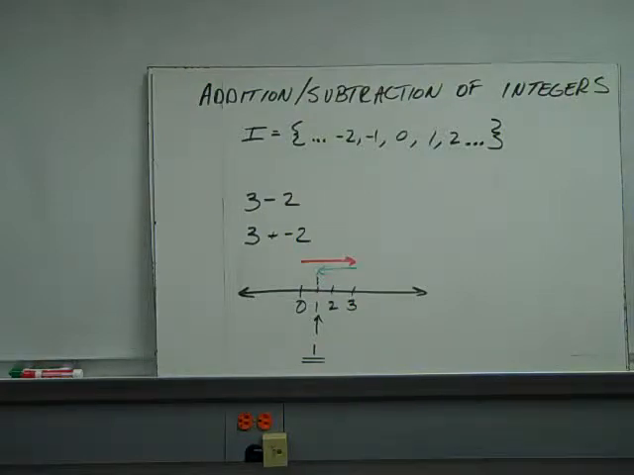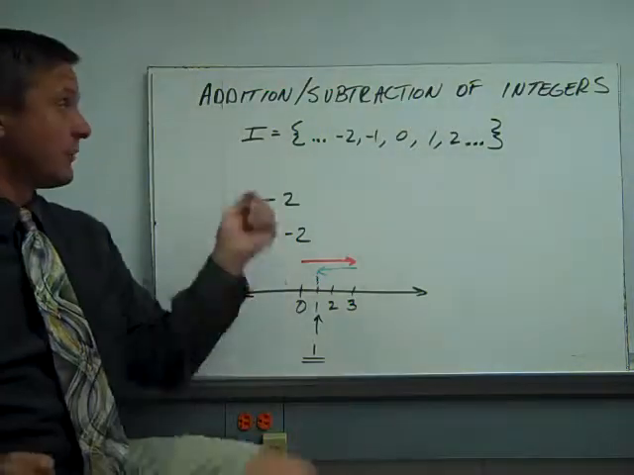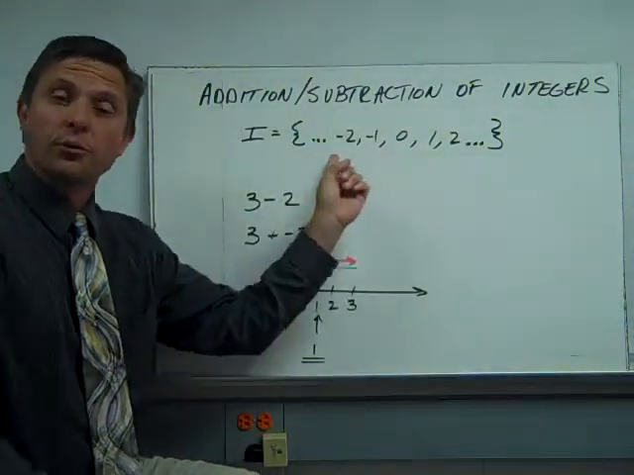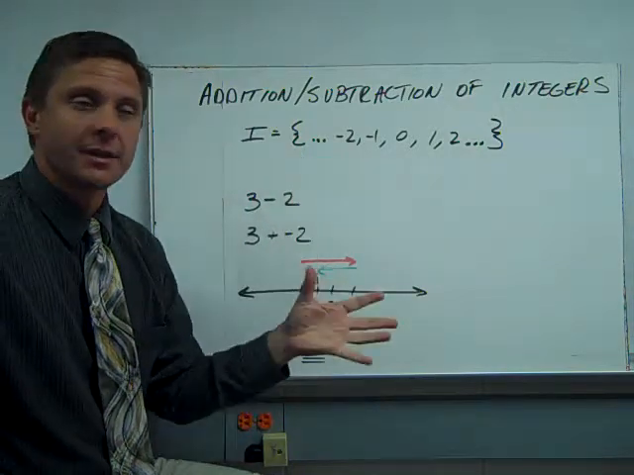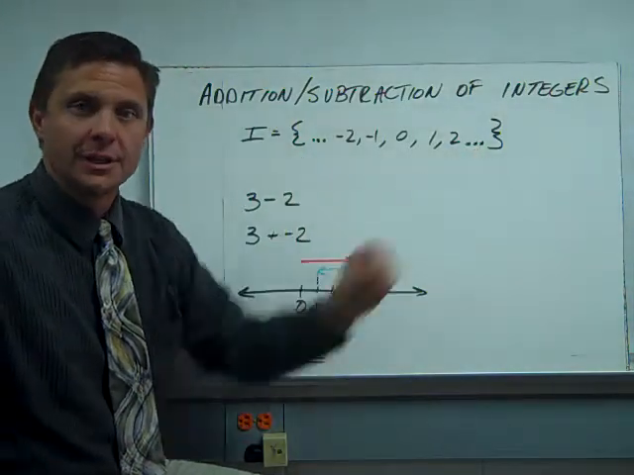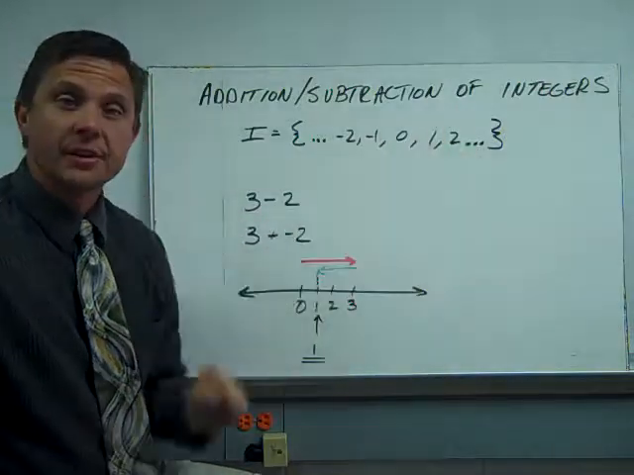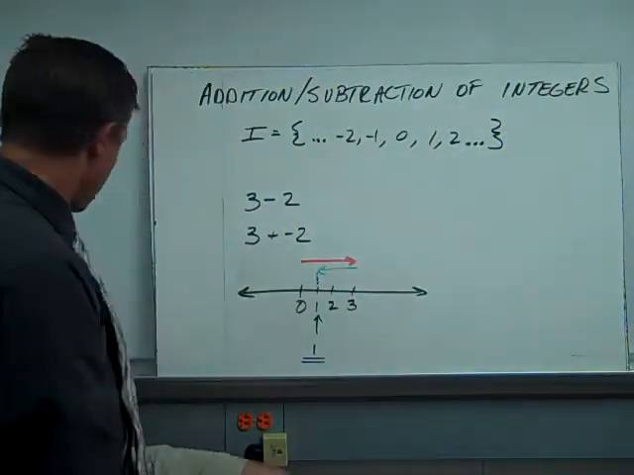All right, we're going to talk about addition and subtraction of integers. And first, let's remind ourselves a set of integers are just whole numbers, positive and negative, including 0. Negative 100, negative 1,000,000, 1,233, 77. All those are integers.